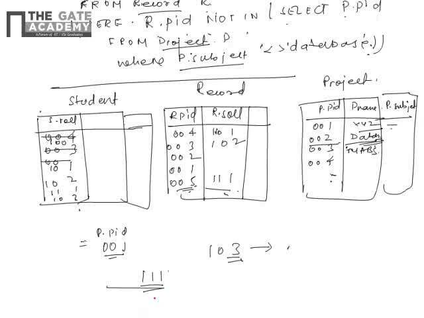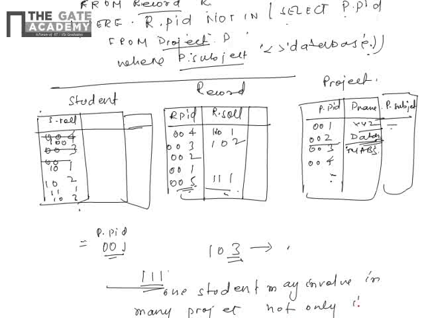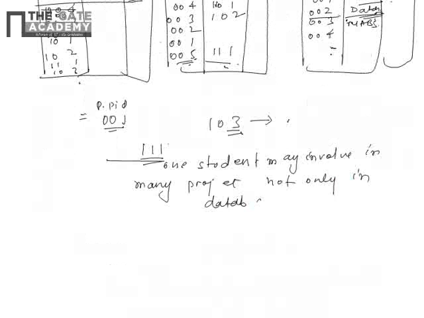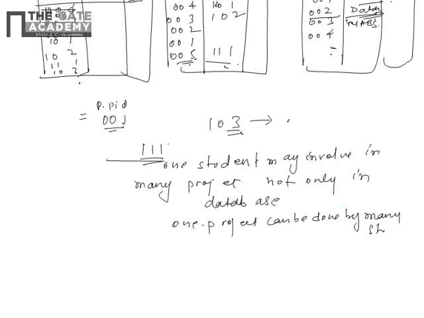So the final conclusion will be, one student may be involved in many projects, not only in database projects, many projects. And one more conclusion is there, one project can be done by many students, right? Here also the project name will be there, right?